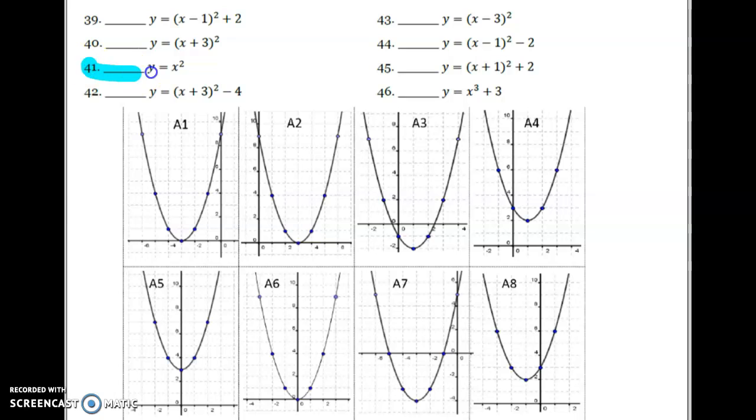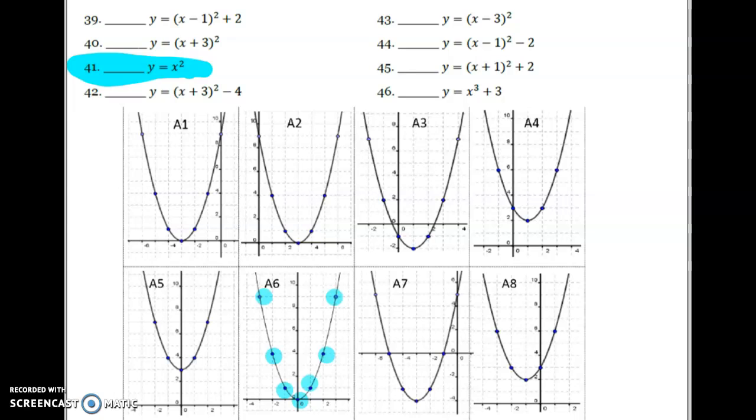Let's start with number 41, which is your parent graph. Let's at least make sure we can identify what that parent function looks like, the parabola that has not been changed at all. It's going to have a vertex at 0, 0, key points that go over 1, up 1 on each side, over 2, up 4 on each side, and over 3, up 9 on each side. Think about it: 1 squared is 1, 2 squared is 4, and 3 squared is 9. It looks like none of these parabolas have been stretched or compressed from those key points; they appear on all of our parabolas. So that would be the correct answer to match for y equals x squared.